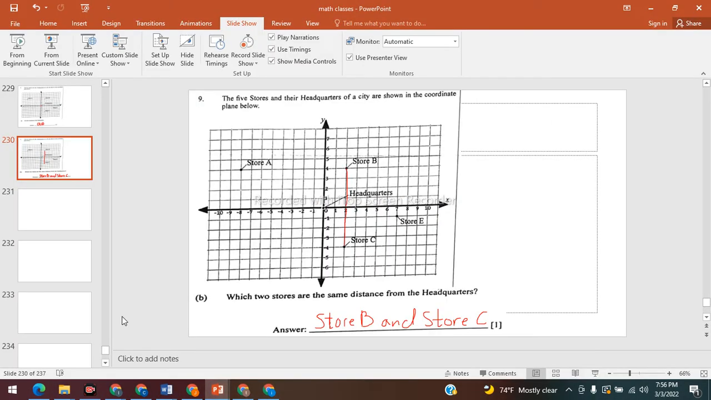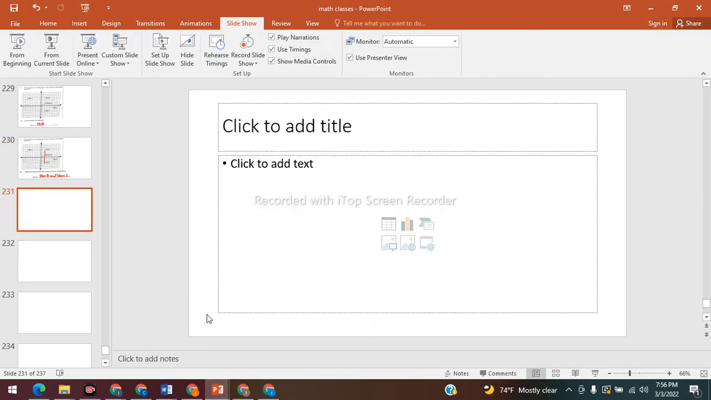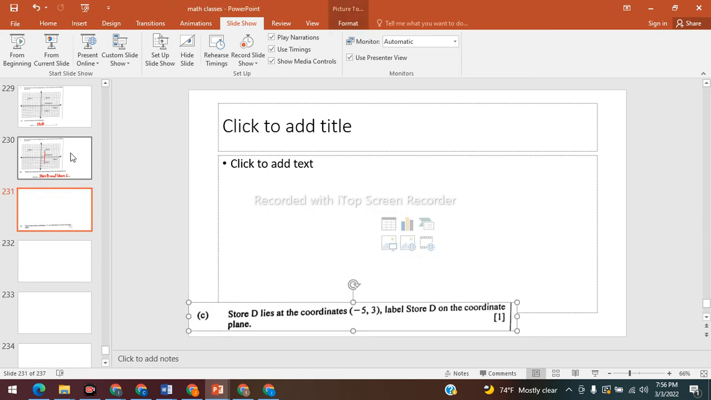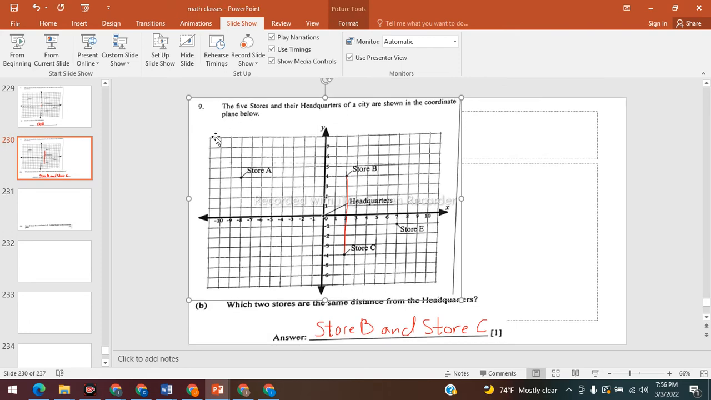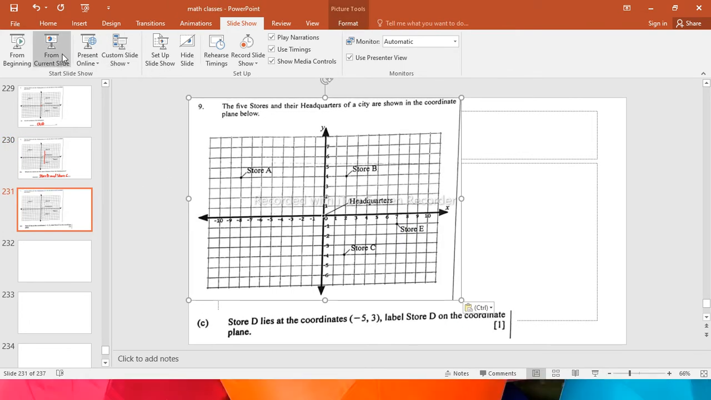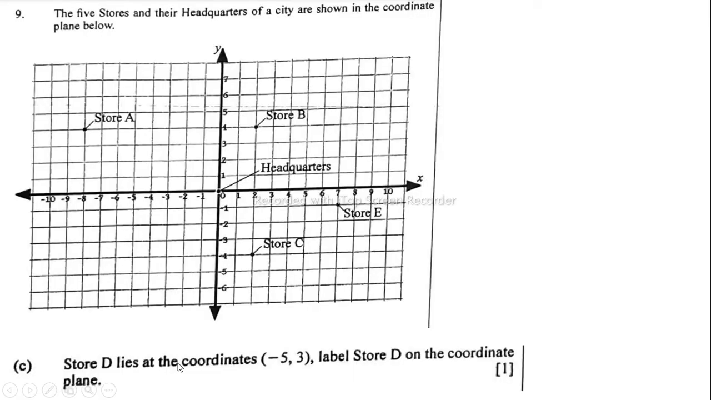So star D. Alright, so let's do this. Star D lies at the coordinates -5, 3. So where would D be labeled? Where's -5, 3?